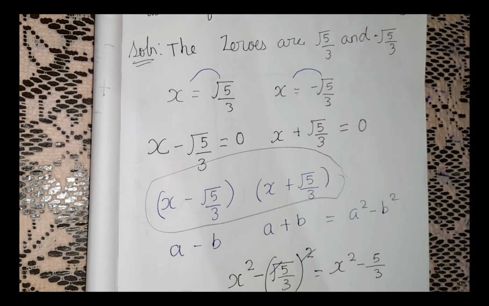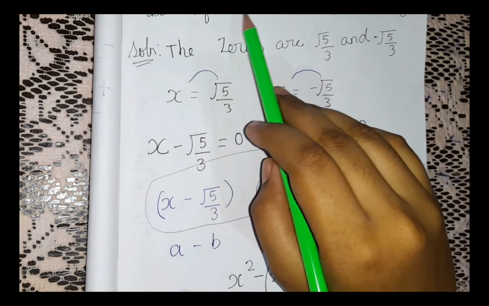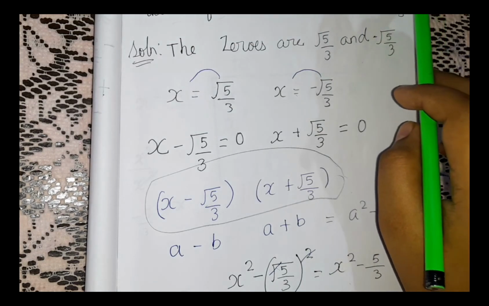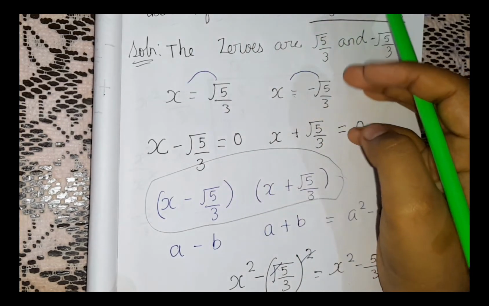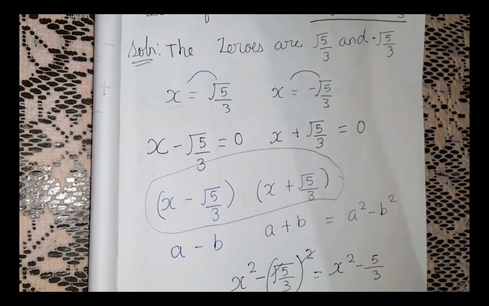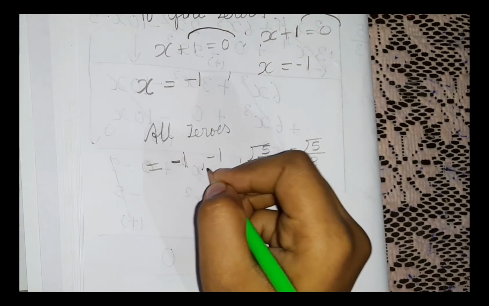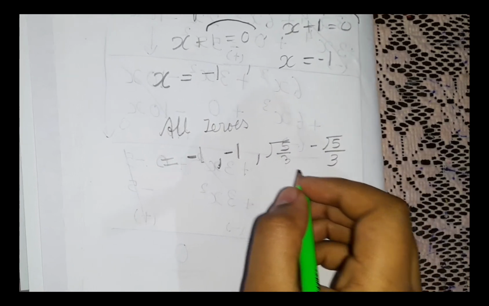Okay, so finally we got 4 zeros. Let me just show that. And here also in the question, it says obtain all other zeros of this polynomial if 2 of its zeros are root 5 divided by 3 and minus root 5 divided by 3. So here the 2 zeros were already mentioned. So we just took this one and this one, and we had to find the rest of the zeros. We just found out, right, minus 1 and minus 1. Let me just show that. So here as you guys can see we got minus 1, minus 1, and whatever was given in the question, that is root 5 divided by 3 and minus root 5 divided by 3. So finally we solved it.